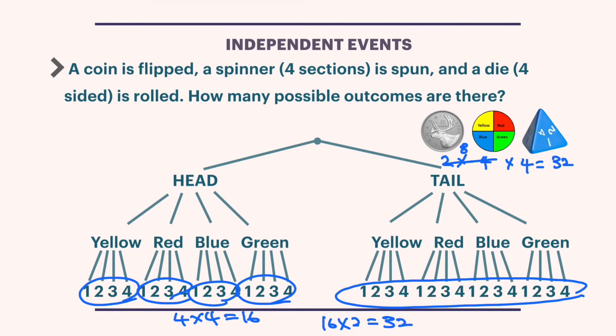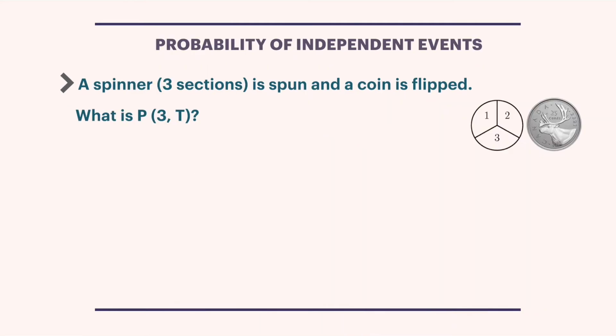And I hope you noticed, but the way that I just counted them was 4 times 4 times 2, which is exactly the same as our 2 times 4 times 4. So when you're counting the total number of possible outcomes, doesn't matter how many events you have, all you have to do is to multiply the number of each possible outcomes. But now, let's actually calculate the probability.